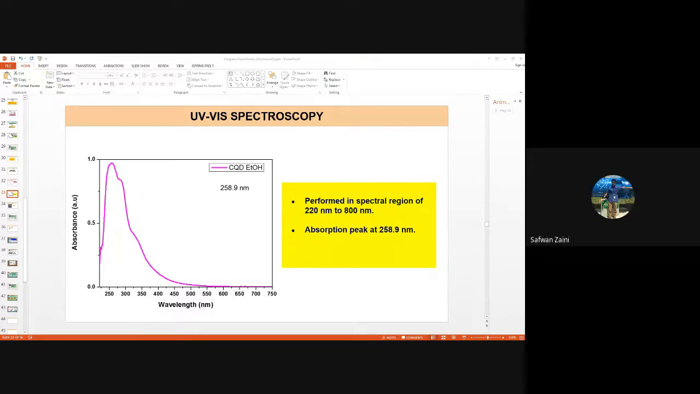From the derivation, it looks like there are two peaks here, within 300 to 350. Probably it comes from this C double bond O. Sorry.